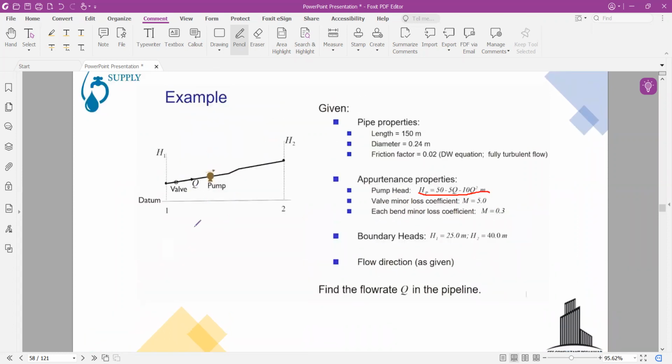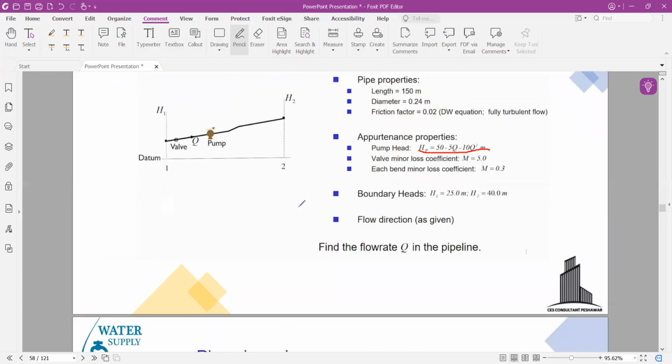To find the flow in any type of pipe, we should know the direction of flow. If we don't know it, we can't find the flow through it. So if you don't know the direction, we assume a direction of flow, and based on that assumption, we then find the flow rate through that pipe. So let's solve this example in Excel.